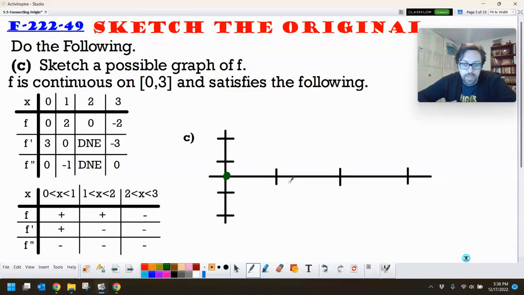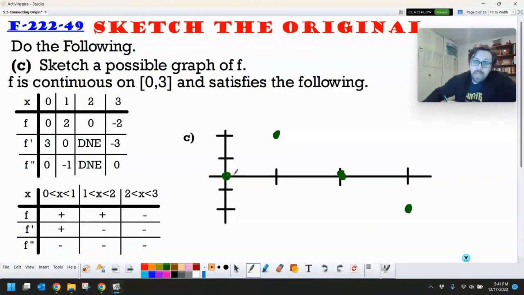They tell us we got a point at 0, 0. At 2, 0, we've got a point at 1, 2. At 3, -2. So we know that these are all points on our curve. But we want to know, how are we supposed to connect them? This thing is divided into 3 sections. We got 0 to 1, 1 to 2, and 2 to 3.